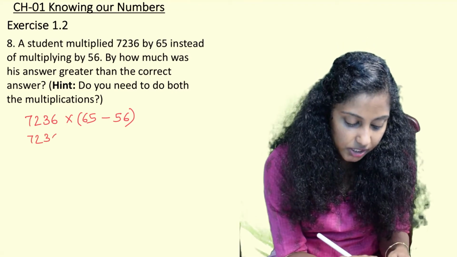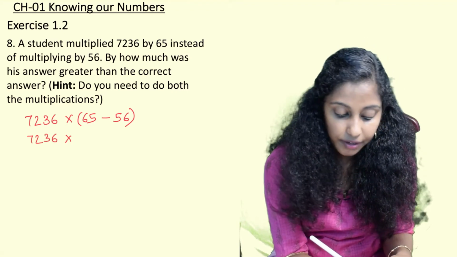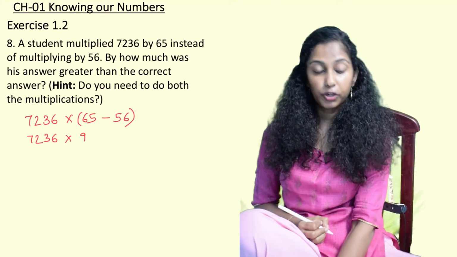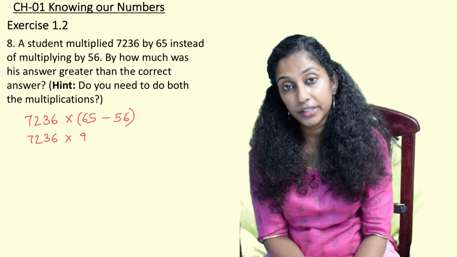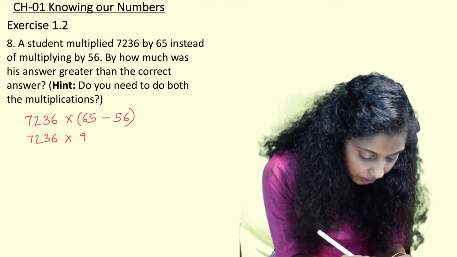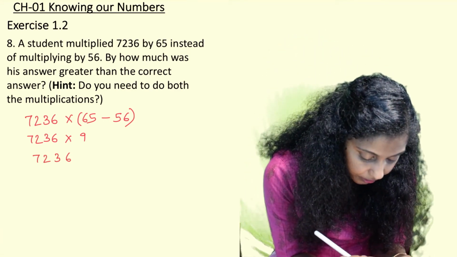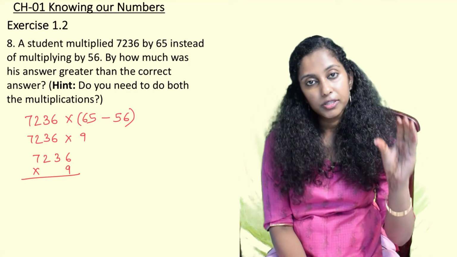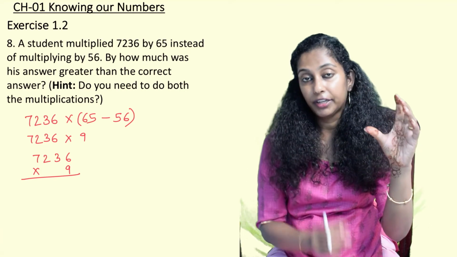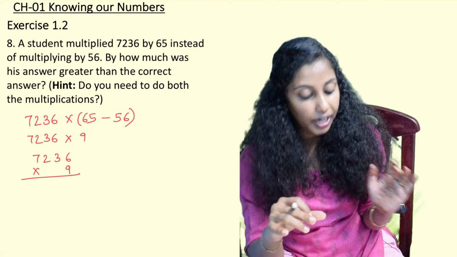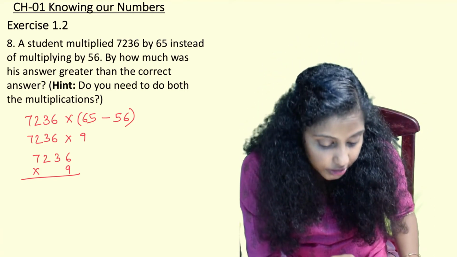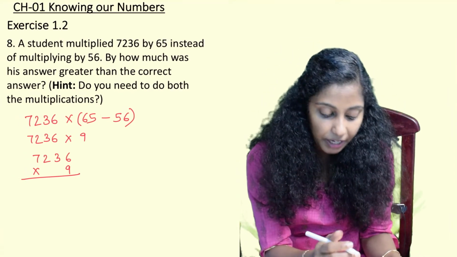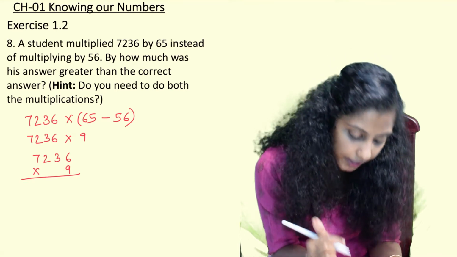Between 65 and 56, the difference is 9. And hence we are going to multiply this with 9 and get the answer by an easy method. We have just used basic brain, because had the person multiplied it with 65 and then multiplied by 56 and then subtracted, the difference would have been just 9 between them. So the answer would be just what we get by multiplying 7,236 by 9.